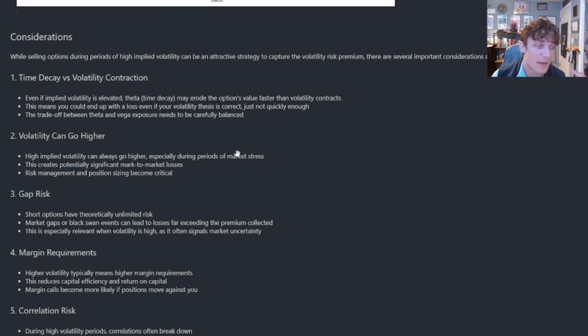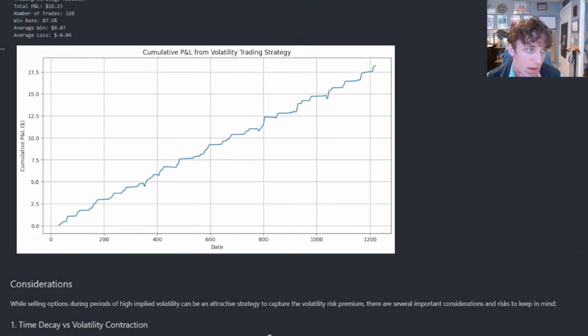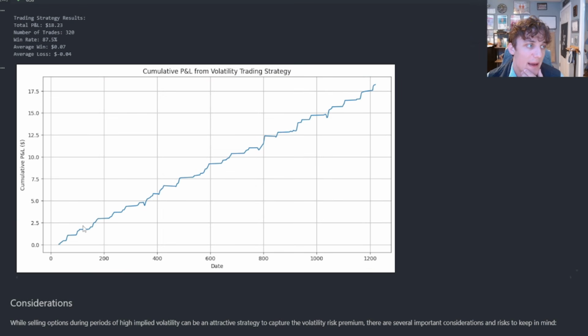We're selling when the option is overvalued. We're buying it when vol normalizes, when it's at a lower value. What could kill our profit? Time decay, some sort of volatility contraction issue. Vol could just keep going higher. Like I said, maybe the uncertainty that rocks the boat is so much uncertainty that it's not going to normalize within a reasonable time and we're going to get killed. Maybe we have gap risk, margin requirements, correlation risks. These are all facets of risk that might impact the overall equity curve, this beautiful up and to the right equity curve.